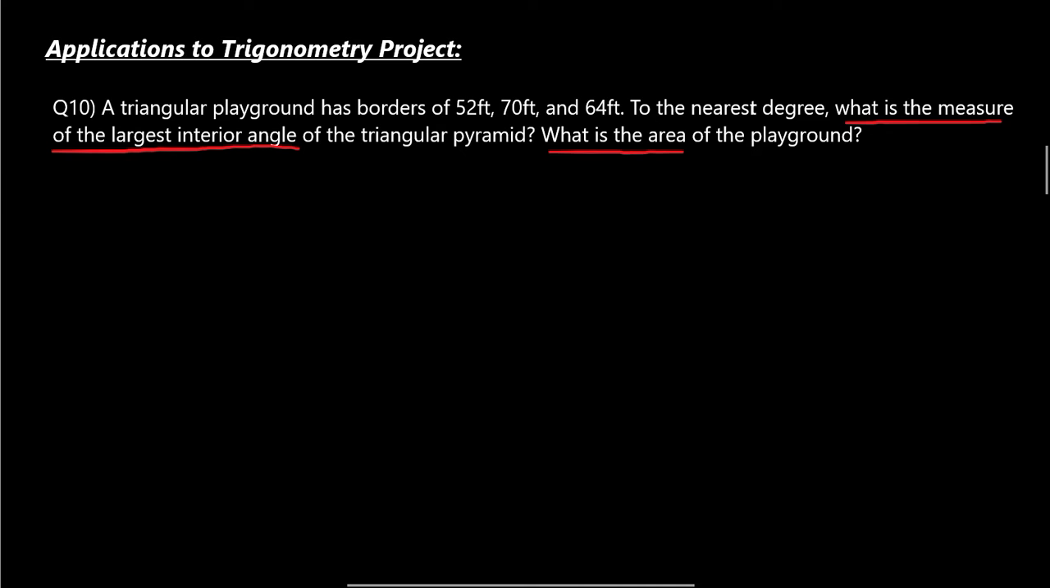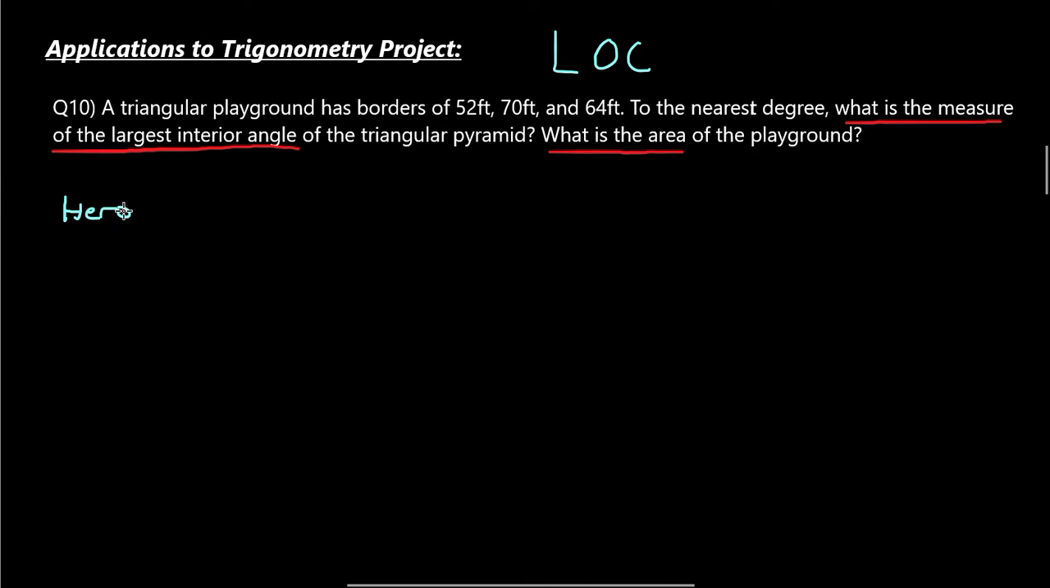Okay, so it doesn't matter what you do first. Since we have our three side lengths given and we're asked to find the measure of the angles inside, we're going to have to use the law of cosines. And in order to find the area when given three side lengths, you can use something called Heron's formula.